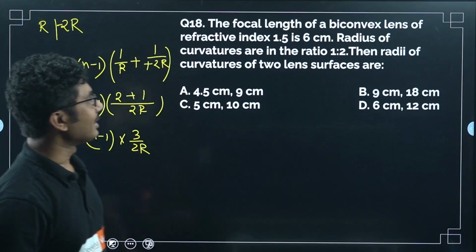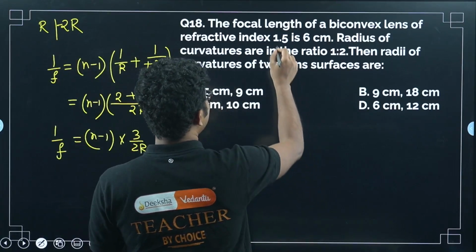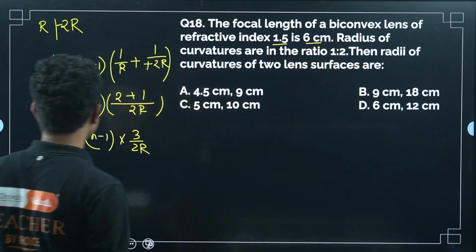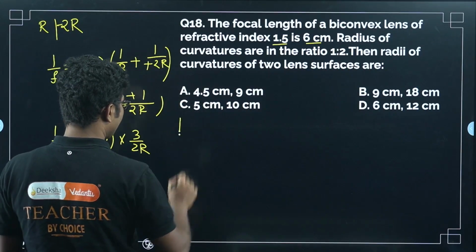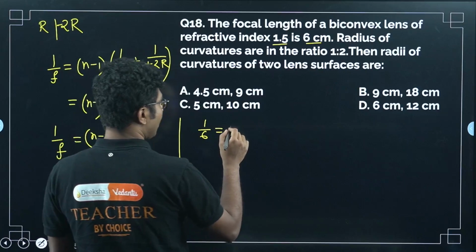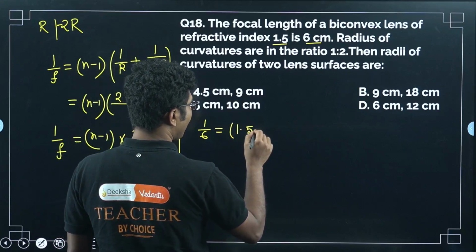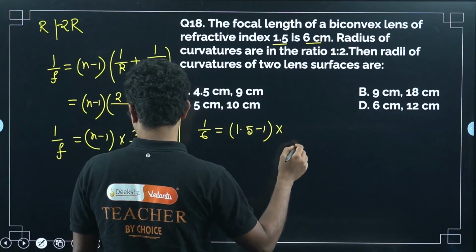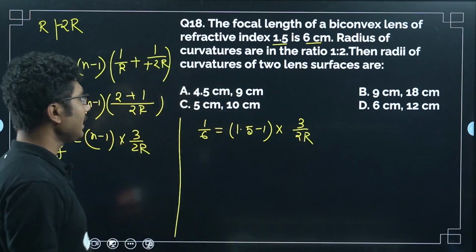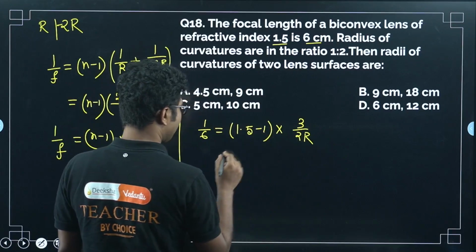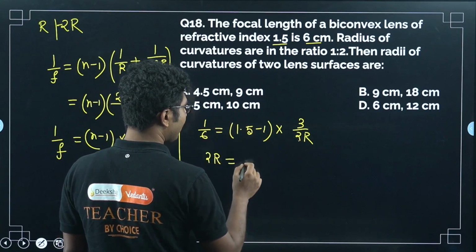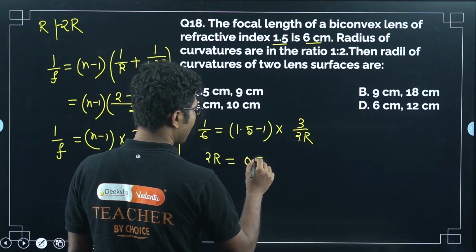Now let us check all the values. So refractive index is 1.5 and focal length is 6 centimeter. Okay, so these are all given. So let us now put the values. 1 by 6 centimeter equals (1.5 minus 1) times 3 by 2r. Okay, now what you have to do? You have to do the cross multiplication. So first 2r will come here. 2r equals 1.5 minus 1, which is 0.5, right?